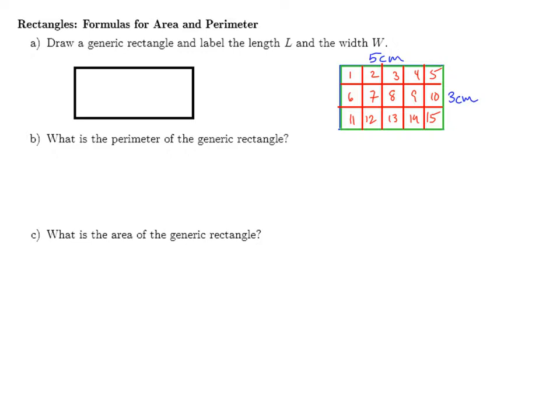So, length and width. I'll label the length on the top with capital L and the width on the right with capital W. As we looked at in the last example, and as we described, the perimeter is defined to be the length around a two-dimensional object.